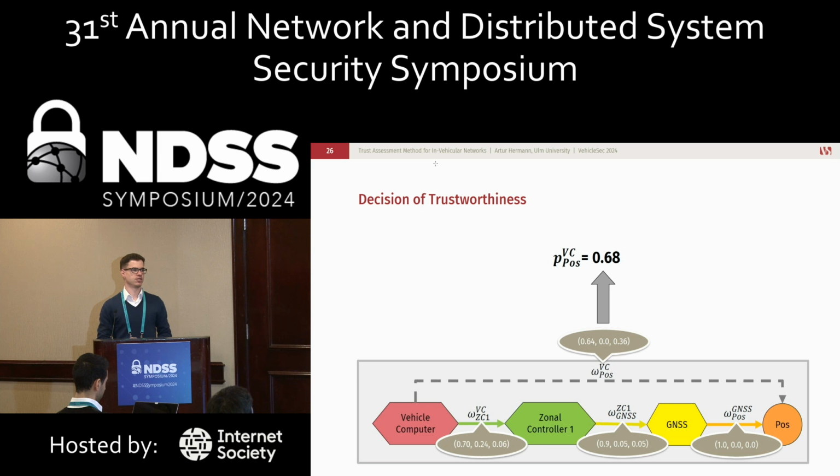This value is now compared to a threshold value, which has to be specified. As our value is bigger, in this case, the TAF would decide that the position is trustworthy and can be used by the application. If the left opinion from the vehicle computer to the zonal controller has a high disbelief because many security controls are not implemented, in this case, the TAF would decide that the position is not trustworthy. So based on the TAF and the calculated opinions, it will be decided if the position should be used by the application or not.